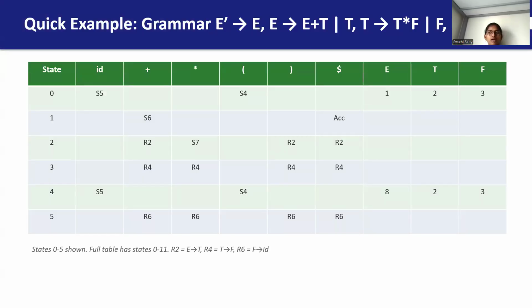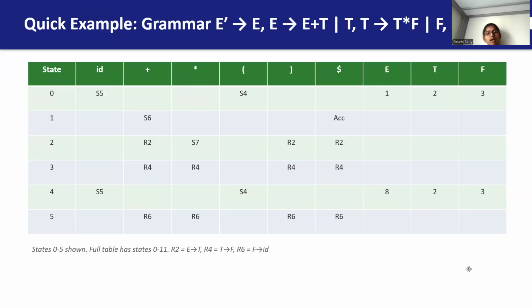Example, as I said, let's take an example. E' gives E, which is added in the augmented grammar section. E refers to E plus T or T. T refers to T star F or F. F refers to parenthesis E closing parenthesis, or ID. Here I have considered only up to 5; states 0 to 5 are shown. The full table will consist of states 0 to 11.